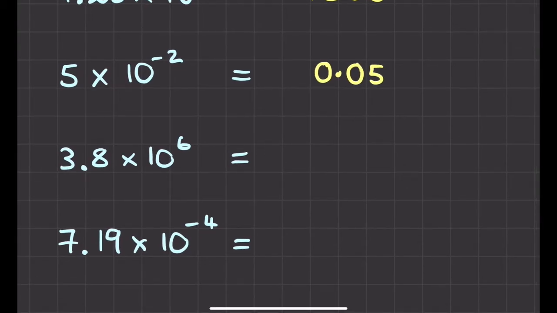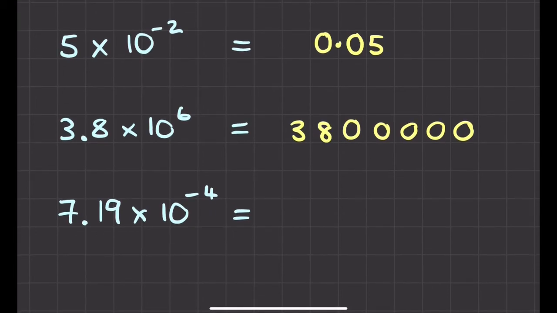So for this next one, I'll write out my digits, 3 and 8. At the moment, the decimal point's here. I need to move it 6 places, and it's a big number because it's a positive power. So here it moves 1, 2, 3, 4, 5, 6. This is where the decimal point moves to. Okay, so that's your number.